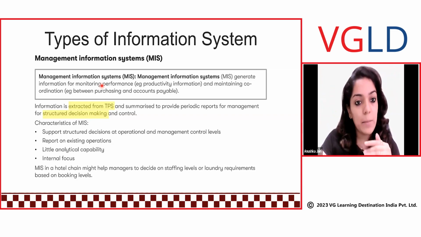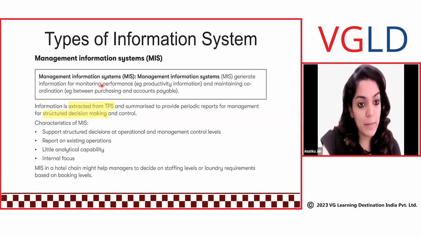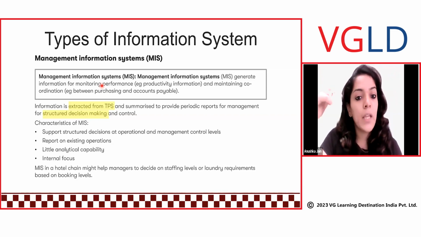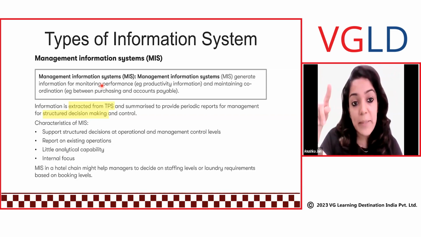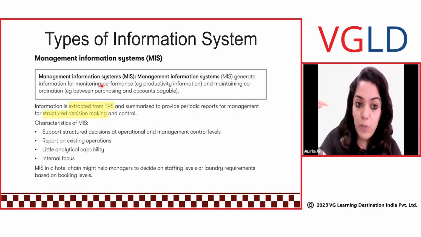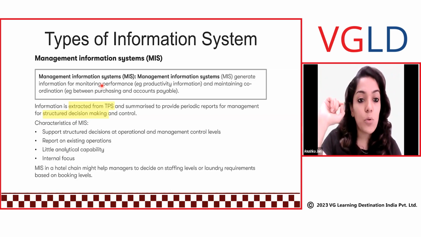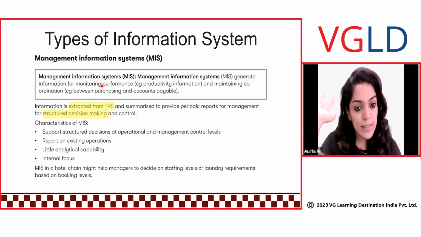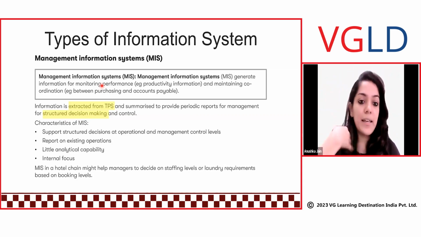Although it is critical, not everyone will be able to take it. How many people you need to employ, how to employ them, how to get the necessary number of people. So all of these decisions will be taken at management control level. And what will be the supporting information system at this level? That is known as MIS. Please let me know if it is clear. TPS and MIS.